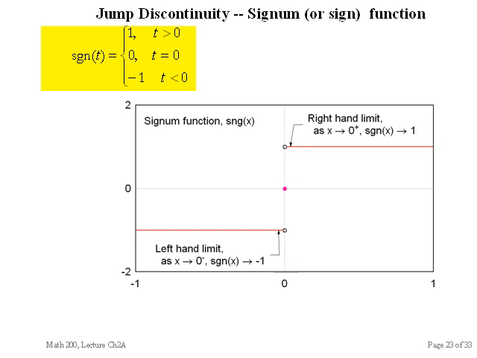The left-hand limit, as x approaches 0 from negative values, is minus 1. The right-hand limit, as x approaches 0 from positive values, is plus 1. They exist, but they don't agree. Therefore, there is no limit. In this case, the value of the function is 0. Two different things, limit and value.